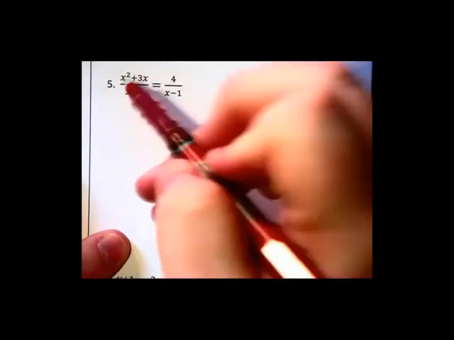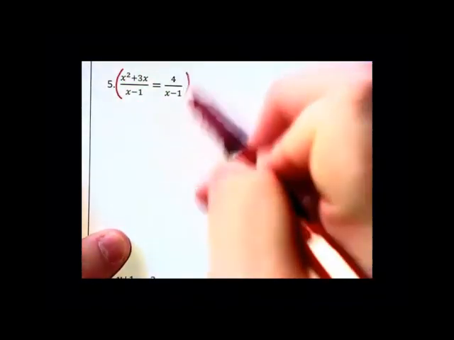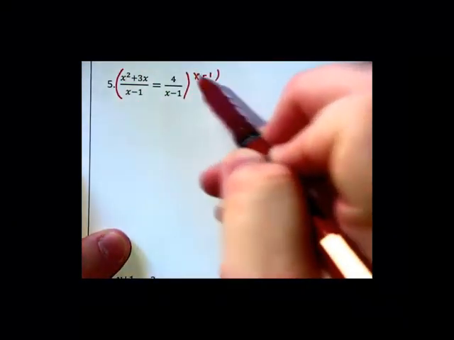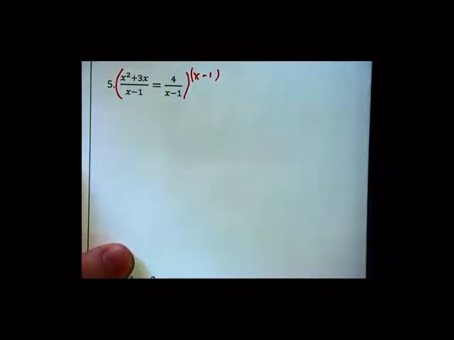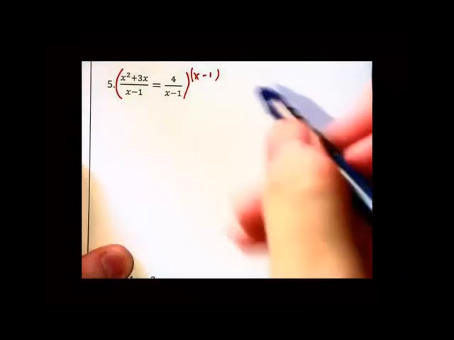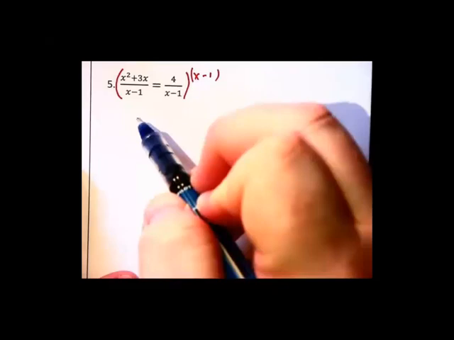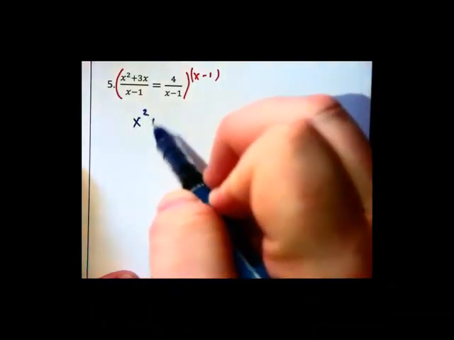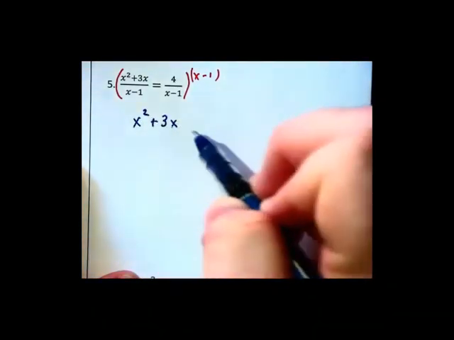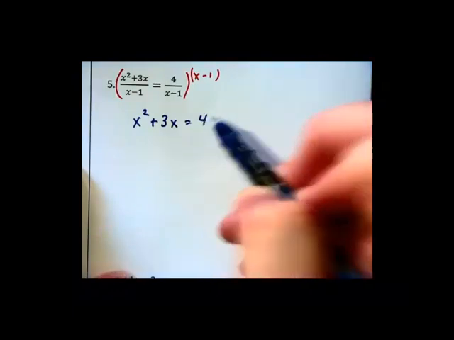Here we go. Next problem. X minus 1 is the common denominator. We're going to multiply through by x minus 1 on each side. And basically that's going to cancel out the denominators, and we're going to be left with x squared plus 3x on the left and just the 4 on the right.